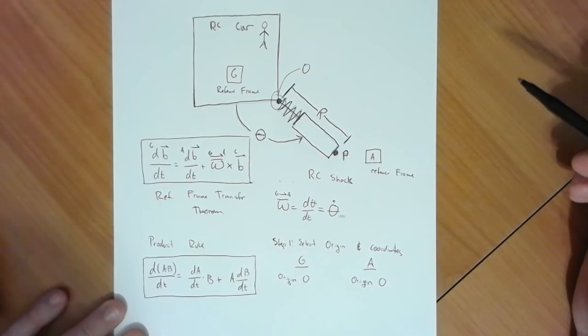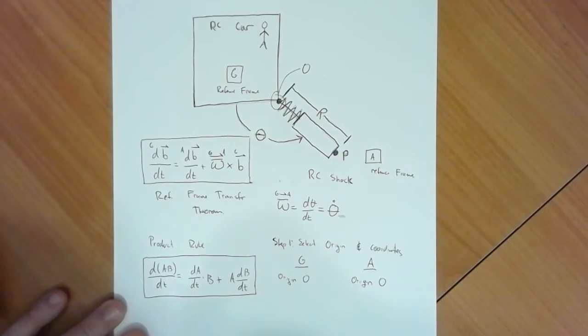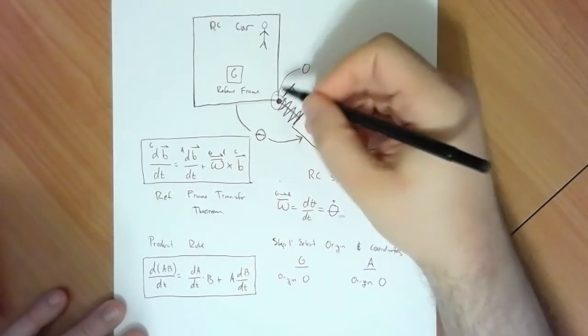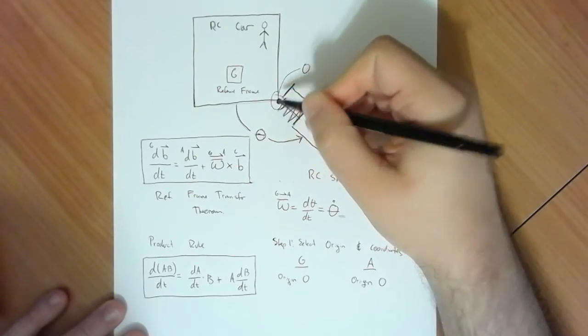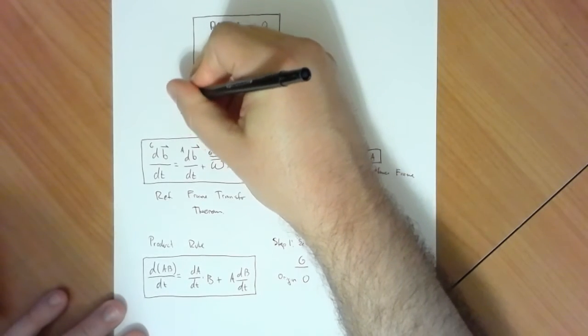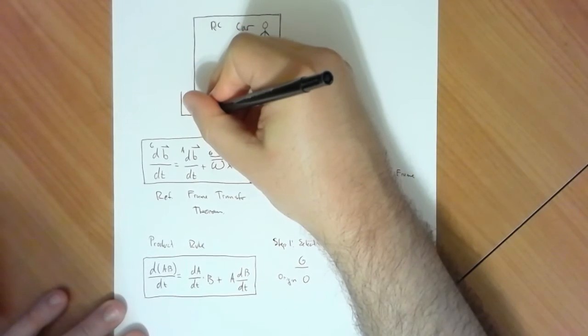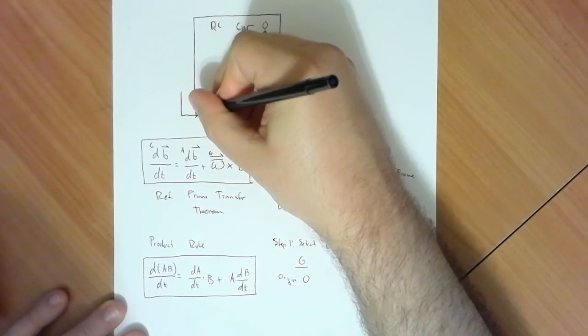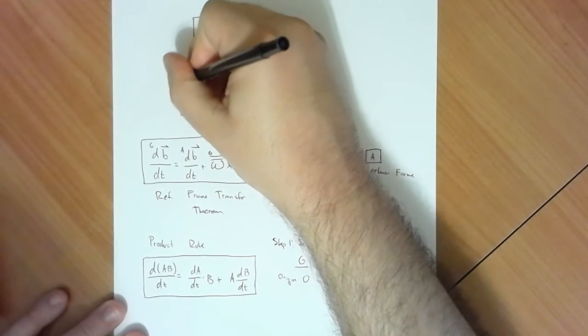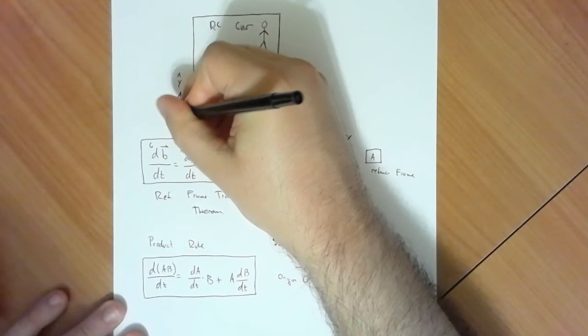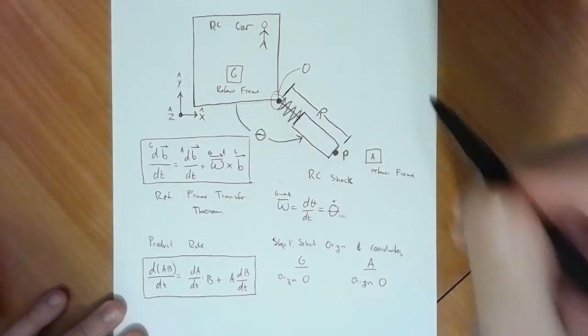The second thing that I have to do is select a coordinate system. For reference frame G, even though the coordinate system is centered here on the origin, I'm going to draw it over here just so that things don't get too cluttered. I'm going to have x hat going to my right, y hat going up, and z hat coming out of the page.